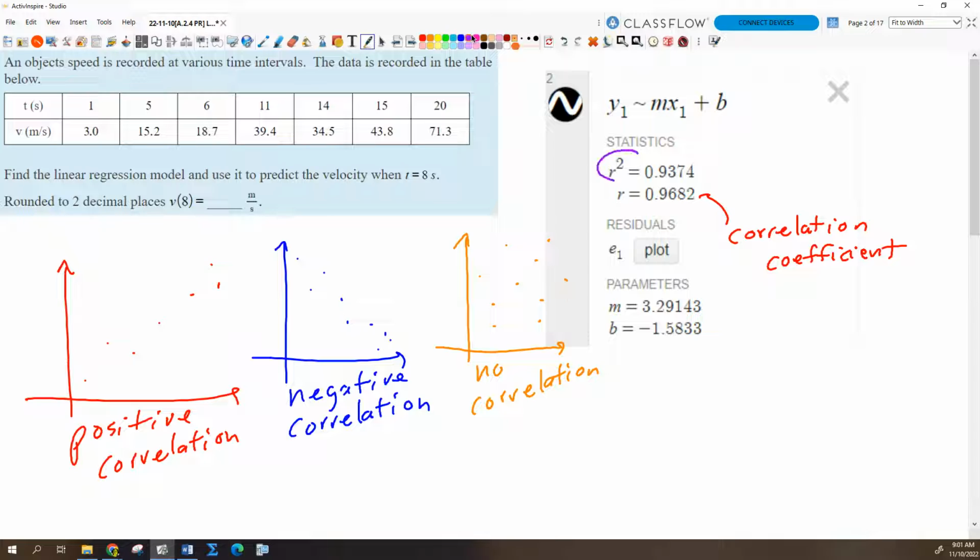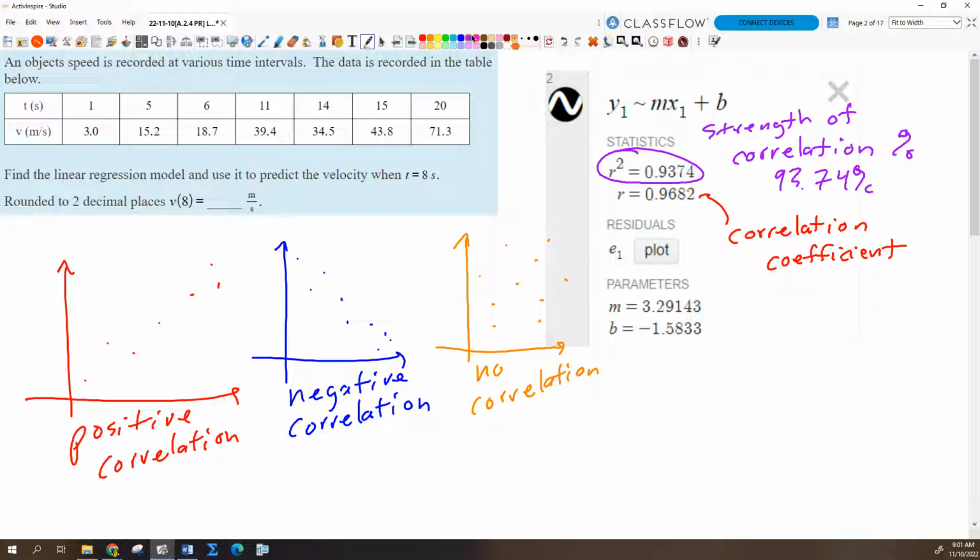So the correlation coefficient is R. R squared is a really important number. R squared tells us the strength of the correlation. And you can think of it almost like a percent. So if I turn that decimal into a percent, it looks like 93.74 in this case. That's about how good the fit is.